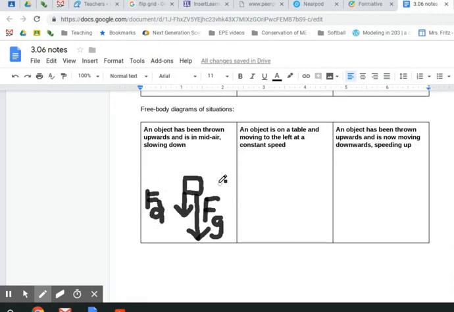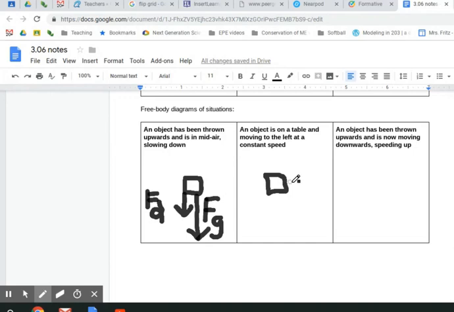So what we should see, because it's going upwards, is the net force should be pointing downwards because it's slowing down, and it is. We have nothing pointing upwards, no force is pointing upwards. So the net force is down. The next one, an object's on a table, it's moving to the left at a constant speed.